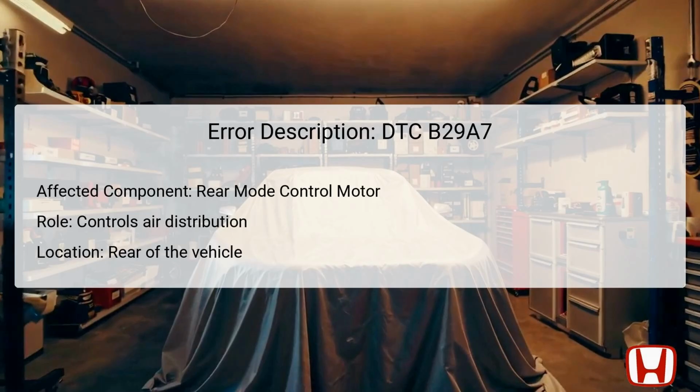When the climate control unit registers input voltage from the rear mode control motor as lower than the specified threshold, it triggers the DTC to indicate a potential malfunction. Additionally, understanding the roles of both the rear mode control motor and the climate control unit is essential when diagnosing issues, as the latter interprets the motor's performance based on the electrical input it receives. If abnormalities arise, the climate control unit stores this DTC to alert technicians to potential faults within this system.